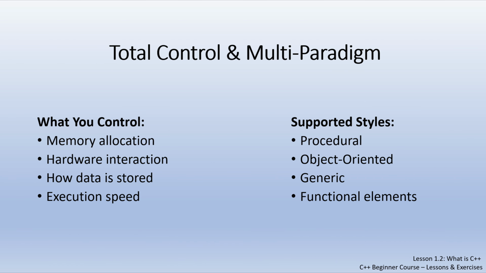C++ is considered one of the most powerful languages because it gives you control over memory, performance, hardware interaction, how data is stored, and how fast your program runs. Most modern languages hide these details from you. C++ exposes them, which is why it's used in places where performance truly matters. C++ also supports multiple programming styles like procedural, object-oriented, and generic programming. This flexibility makes C++ suitable for almost any type of software.